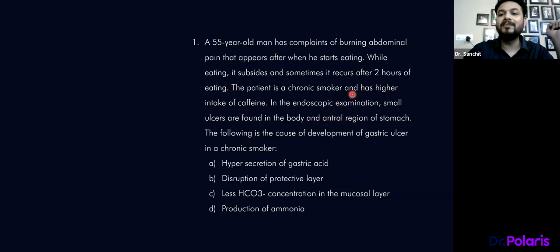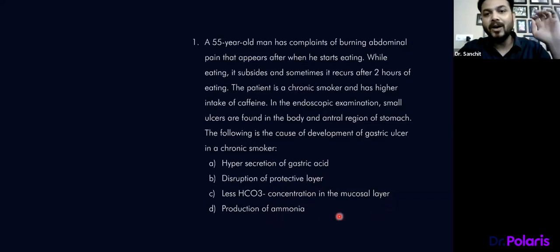In an endoscopic examination conducted in the hospital, small ulcers were found in the antral region of the stomach. So inside the stomach, in the antrum, we found certain small ulcers. The following is the cause of development of gastric ulcer in a chronic smoker. What is the cause of this ulcer in this chronic smoker who has been taking a lot of caffeine? Is it because of hypersecretion of gastric acid, disruption of the protective layer inside the stomach, less bicarbonate concentration in the mucosal layer, or production of ammonia?